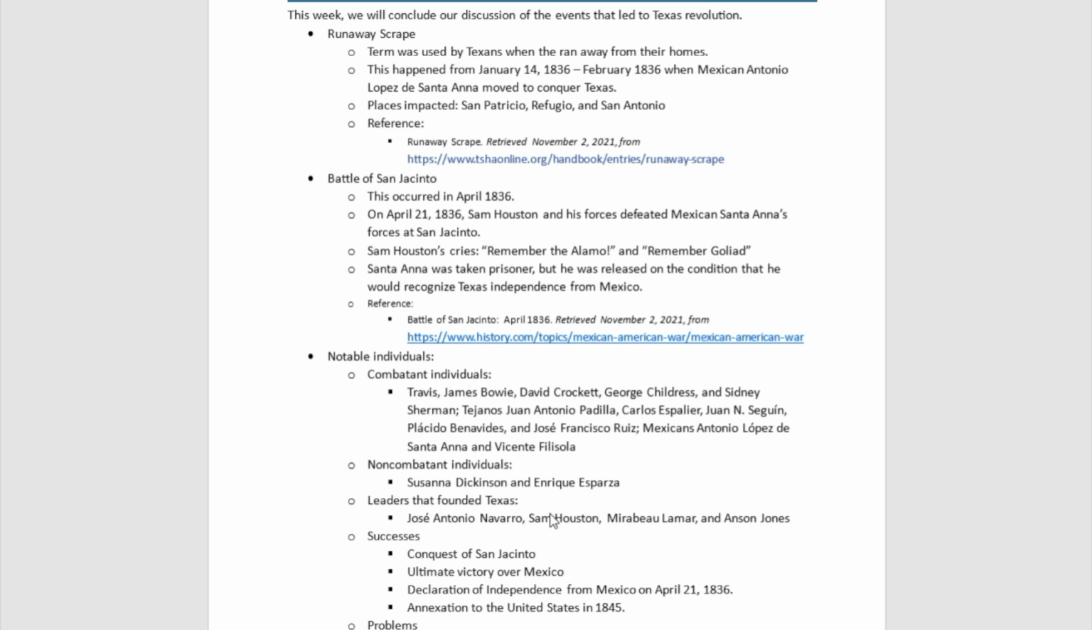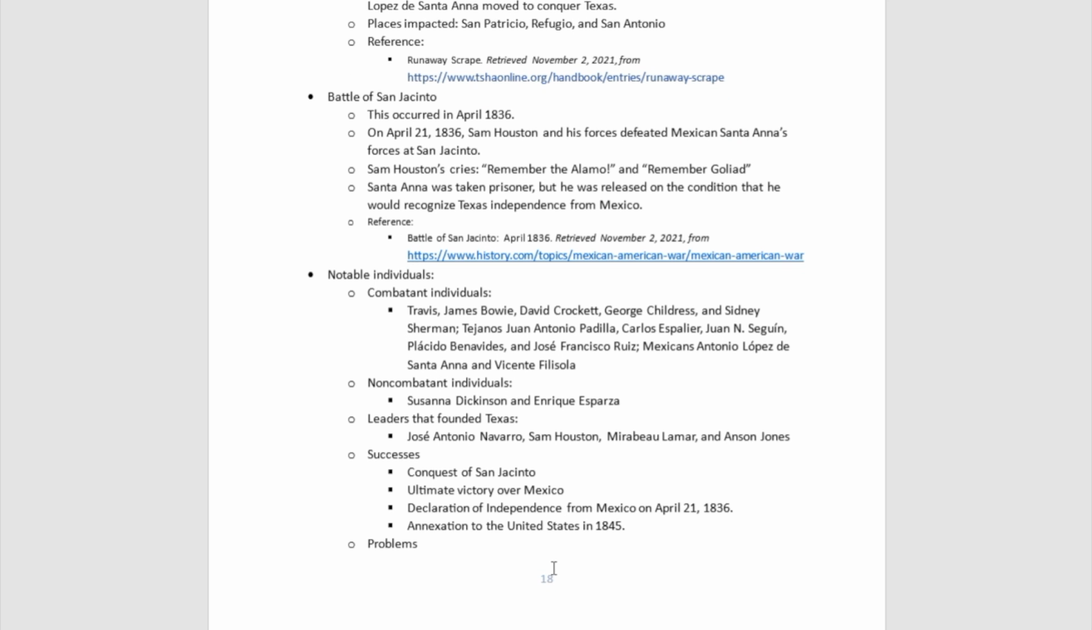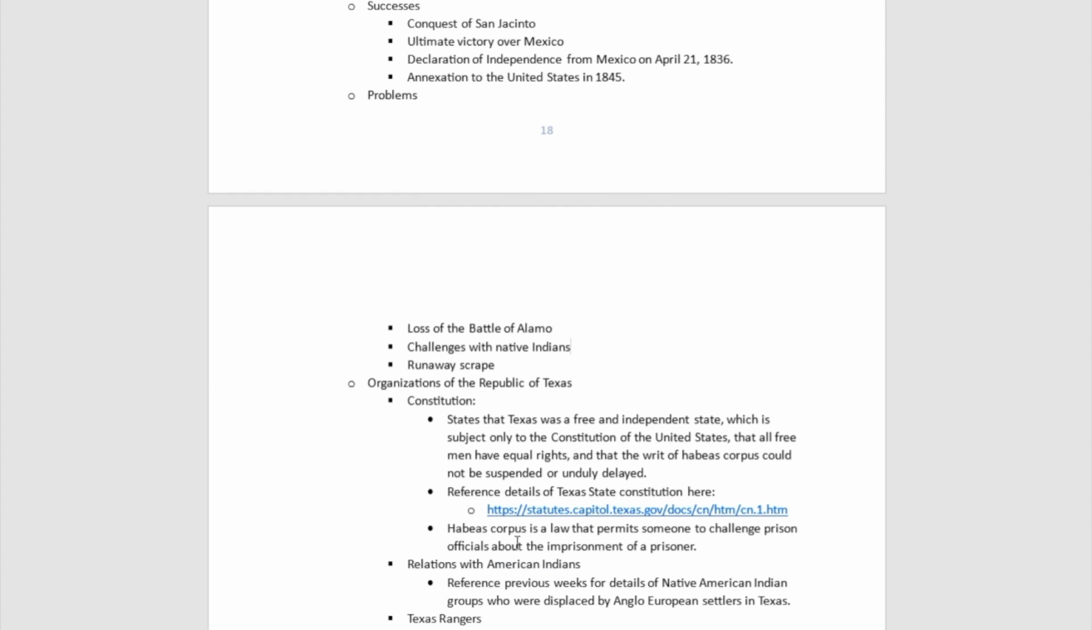They had some successes like the victory at San Jacinto, the ultimate victory over Mexico, the Declaration of Independence from Mexico, April 21st, 1836, and the annexation to the United States in 1845. And they had some problems as well. The problems include the loss of the Battle of the Alamo, challenges with the native Indians, and the Runaway Scrape, which were some of the problems that the early American occupiers or colonists of Texas ran into.